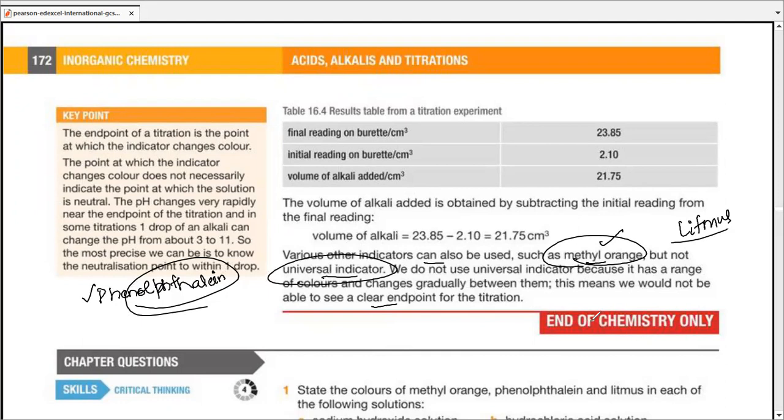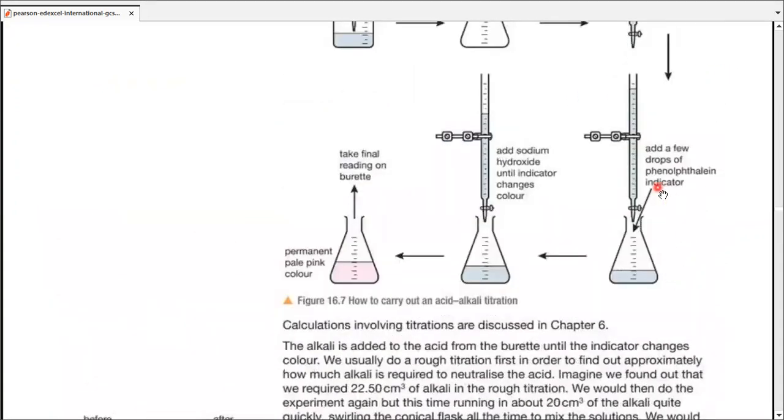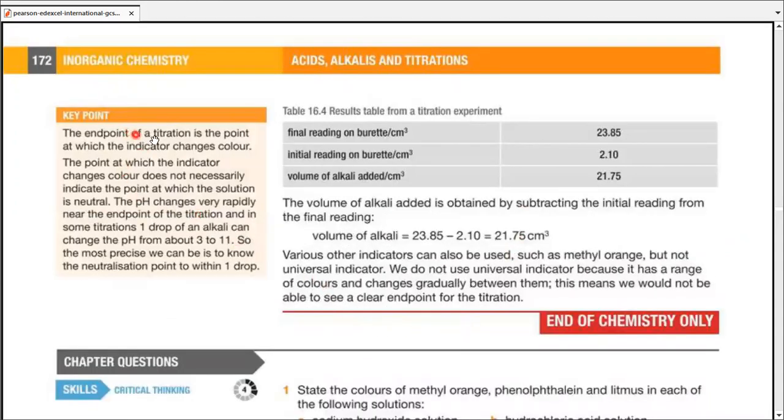When are these indicators being used in the titration process? As soon as we are about to start the titration, just before that, we use the indicator, a few drops, like shown in the diagram above. Oh, so you put it into the known solution. Yeah, known solution, always. That's correct. Okay. So the endpoint of the titration is the point at which the indicator changes color permanently.